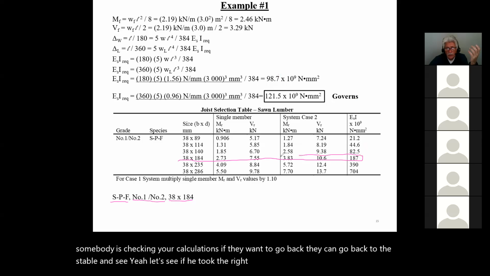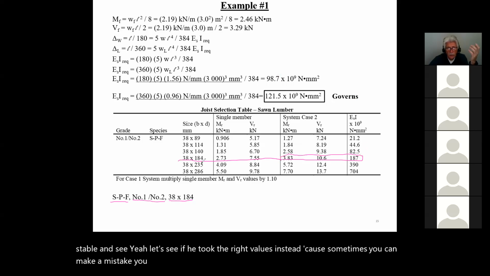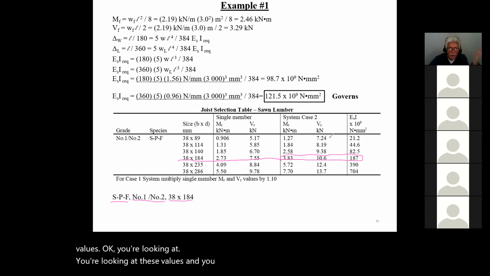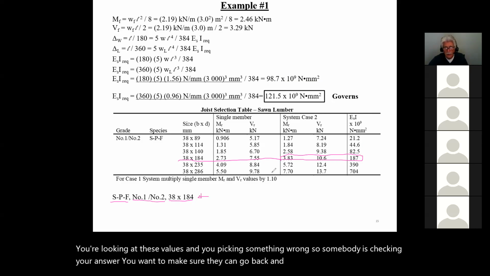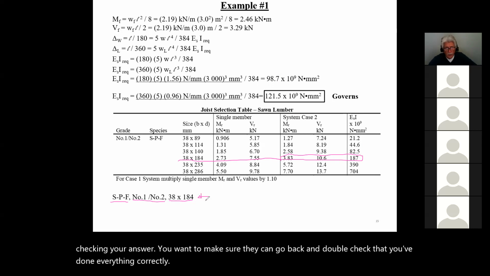Because sometimes you can make a mistake. You can come to the table and all of a sudden you're looking at these values, okay? You're looking at these values and you're picking something wrong. So if somebody's checking your answer, he wants to make sure that you can go back and double check that you've done everything correctly. So that's what I want to see.